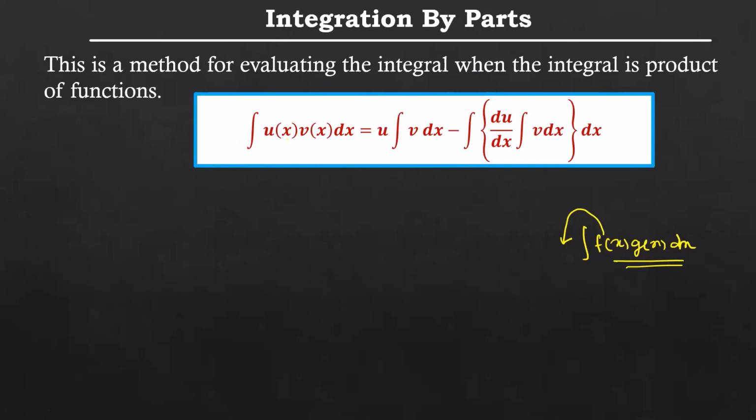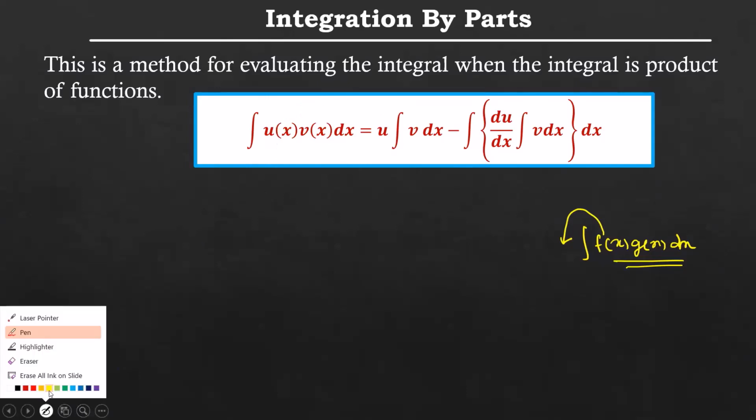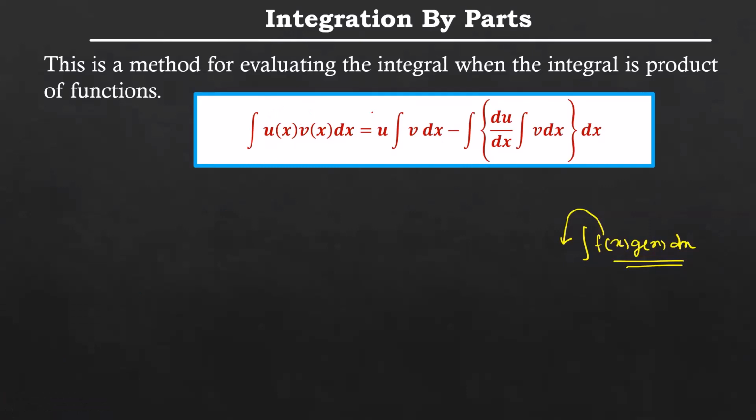That means integration over u of x, v of x dx. So first, we take that u of x outside and retain that v inside. And then what you have to do? You have to do a performance.